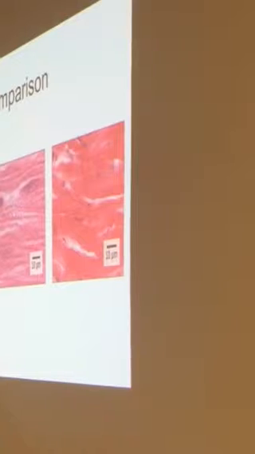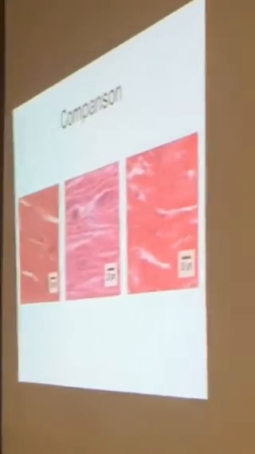Comparing them. So what is this? What type of muscle? Smooth. What is this? Cardiac. You see your intercalated disc. And so the last one? Skeletal.